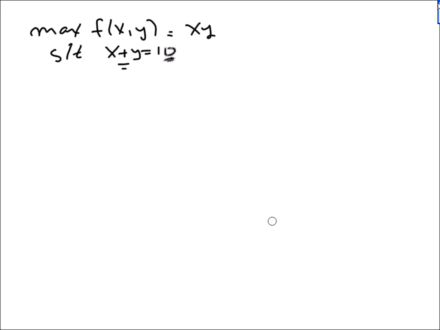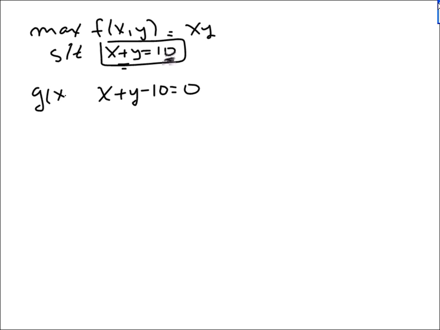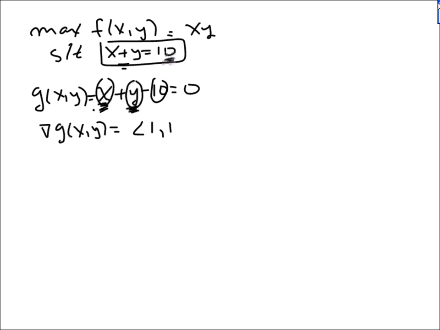But this problem says to use Lagrange multipliers. The first thing you want to do is solve to get one side to be 0. I subtract 10 from both sides. And we define that function to be g of x, y. g of x, y is x plus y minus 10. Now, I want to find the gradient of g of x, y. With respect to x, the partial is 1. It only comes from here. With respect to y, the partial is also 1.